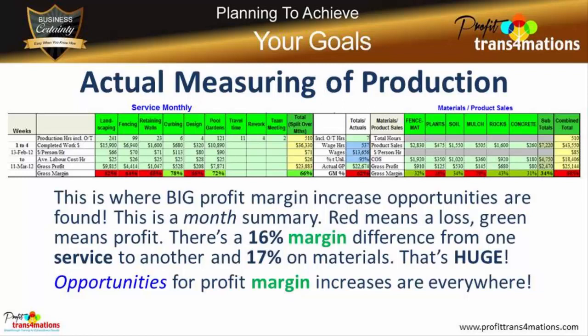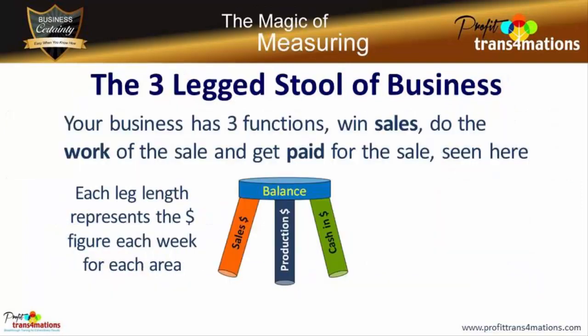Are you seeing the power of what these numbers are all about? Can you see why the magic of measuring is what increasing profits is all about? Now let's take a look back at the principle of the three-legged stool from video 3. In business, you need to get the work. That's called sales. You need to do the work. Let's call that production. And you need to get paid for the work, and that's the cash flow, the cash coming into the business. Now, all three legs measured in dollars each week should be equal for your business to balance, just like a three-legged stool. So let's look at how to keep those three legs in a harmonious balance.